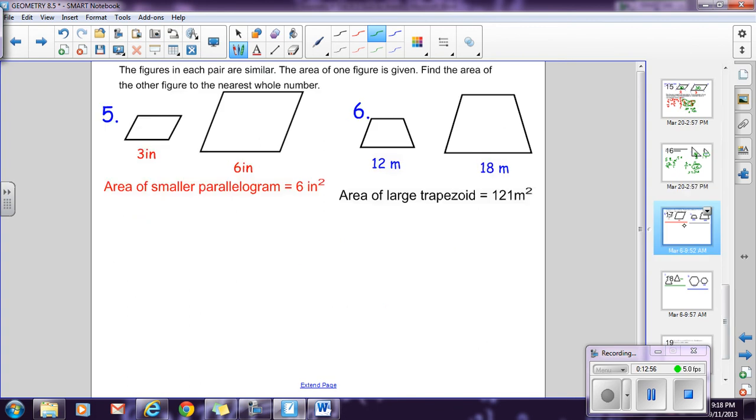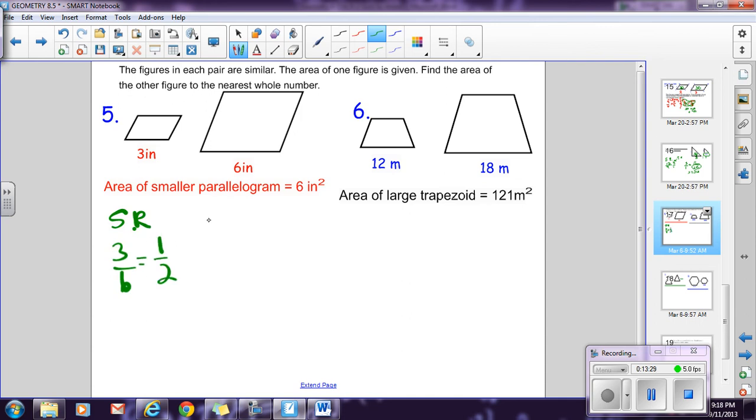What happens when they want you to find the area of a polygon when they give you their similarity ratio and the area of one of them? All right, here we go. We're going to do the same thing. We're first going to find the similarity ratio, which we know is 3 over 6. But 3 over 6 really is 1/2.